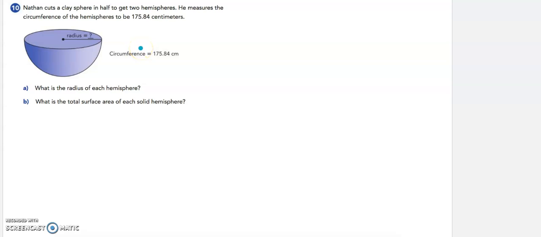Last one here. Nathan cuts a clay sphere in half to get 2 hemispheres. He measures the circumference of the hemisphere to be 175.84. What's the radius of each hemisphere? If you look at this hemisphere from the top, it's going to be a circle, and we know that the circumference equals 175.84 centimeters. From there, we're looking for the radius.